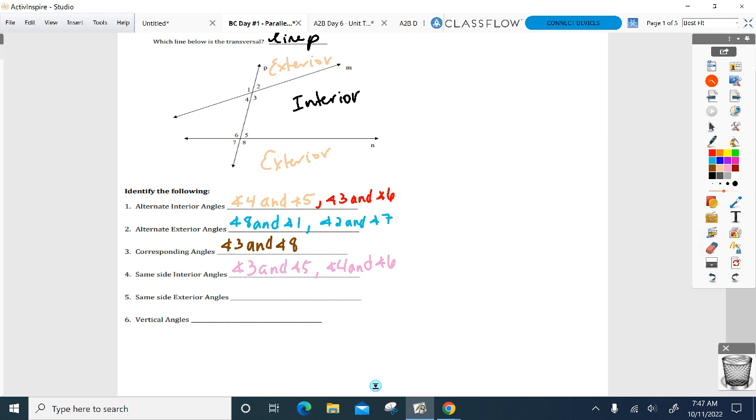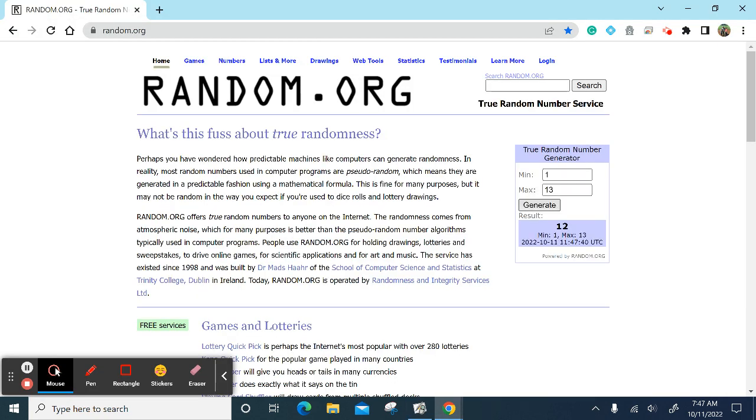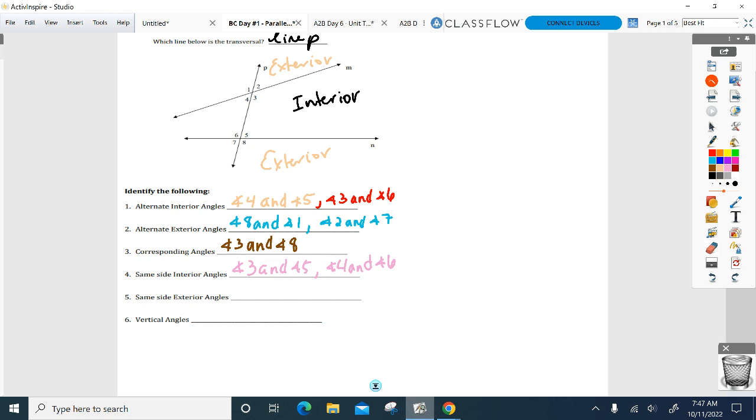All right, let's keep going. Same side exterior angles. 1 and 7, work with me. And I'm going to put 2 and 8.